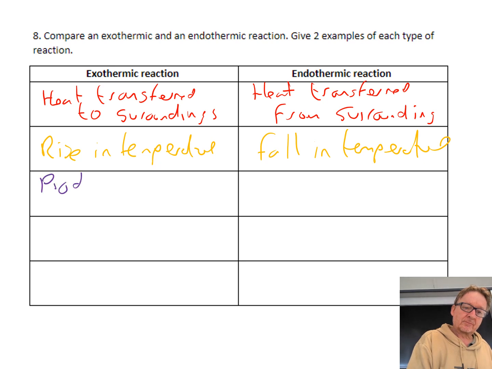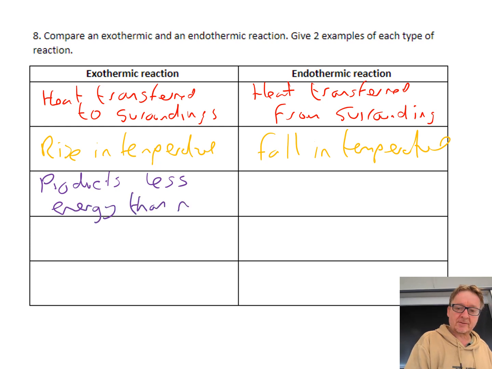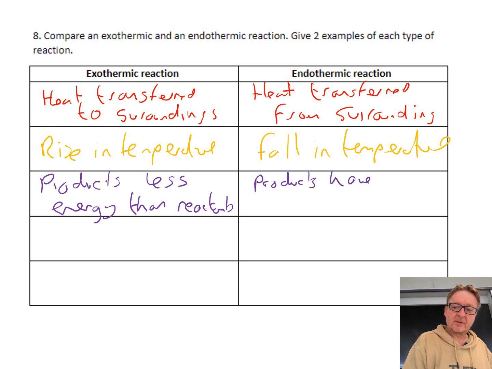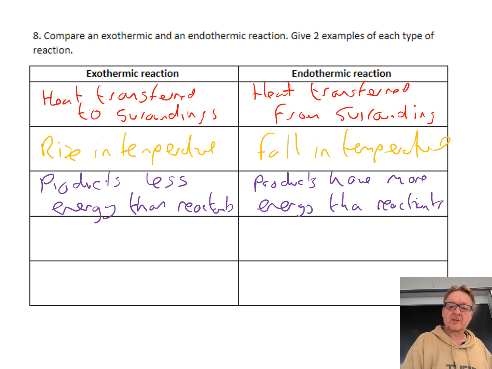In an exothermic reaction, products have less energy than reactants because energy has been lost. In an endothermic reaction, products have more energy than reactants, because the products are taking energy in.